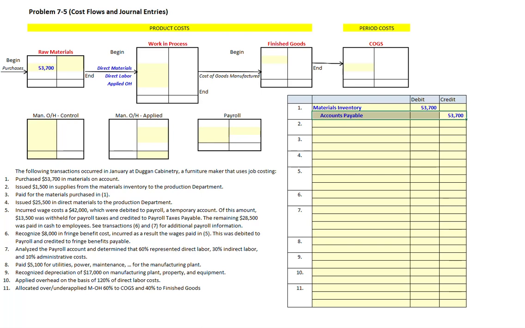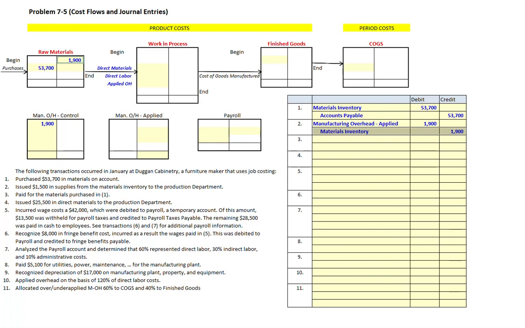Transaction 2, we issue $1,500 in supplies from materials inventory to the production department. So we need $1,500 to come out of raw materials inventory and into manufacturing overhead. So we debit manufacturing overhead by $1,500. Again, manufacturing overhead control because we're using a control account. And of course, that needs to come out of raw materials inventory.